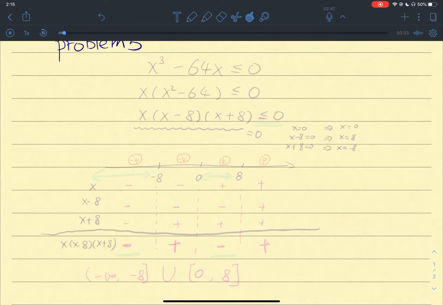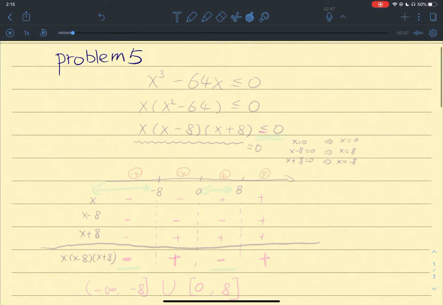So I want to talk about a couple of problems in the homework. To be more specific, I'll talk about problem 5, problem 8, and problem 9. So problem number 5 says, please solve the inequality x cubed minus 64x less than or equal to 0.